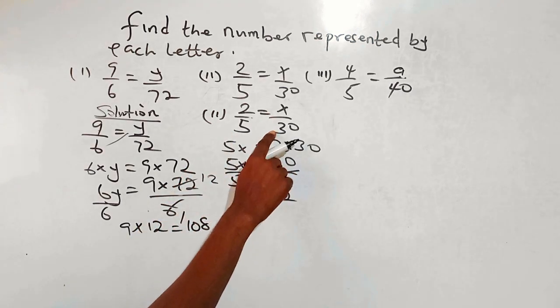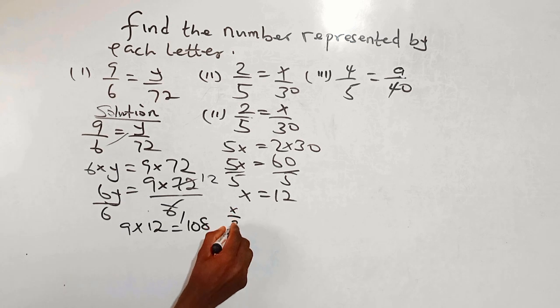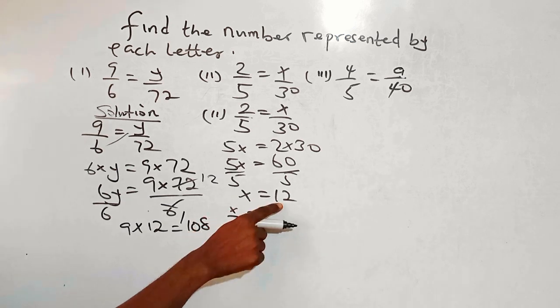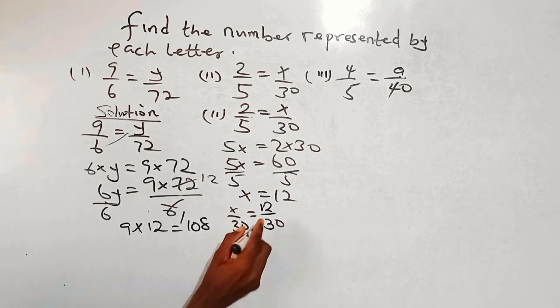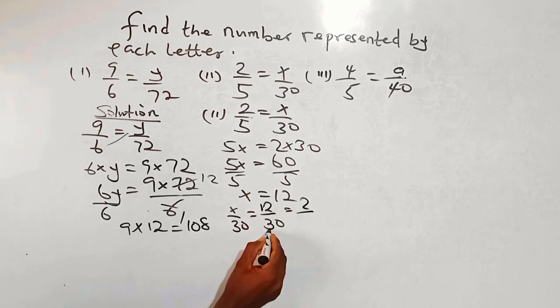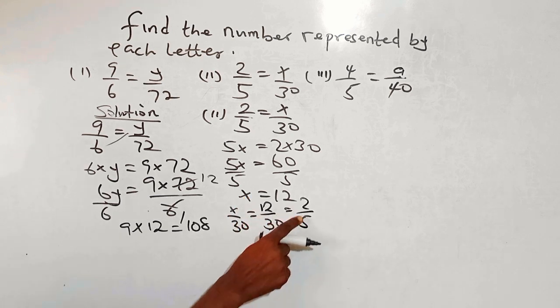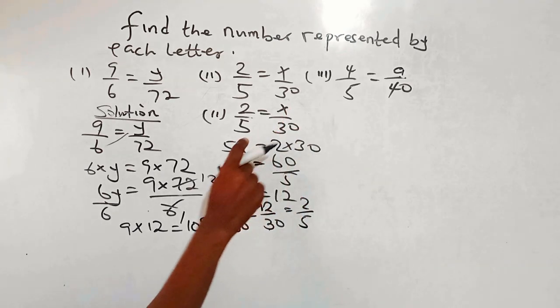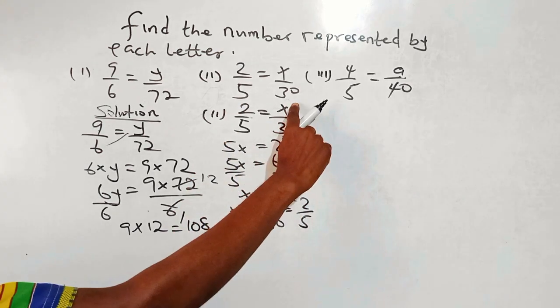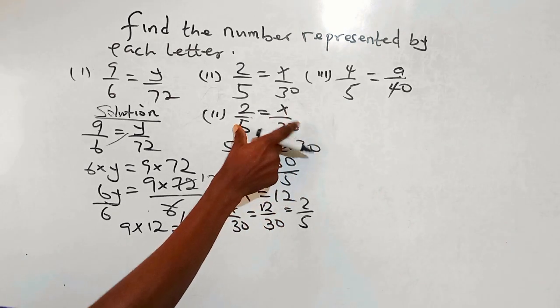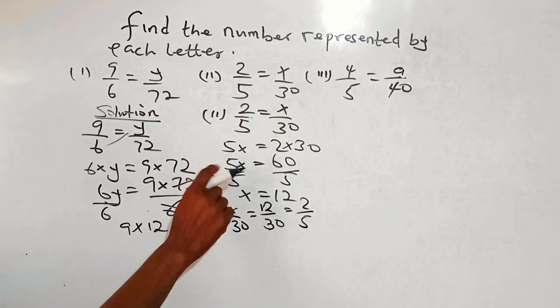So for x over 30, since x is 12, I can say 12 over 30. When I simplify this with 6, 6 in 12 is 2, 6 in 30 is 5. So if you can see, this is 2 over 5. That means this part of the fraction is equal to this part of the fraction. That is equivalent fraction, they are equal. So that is for that.